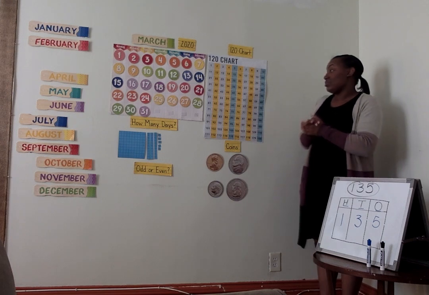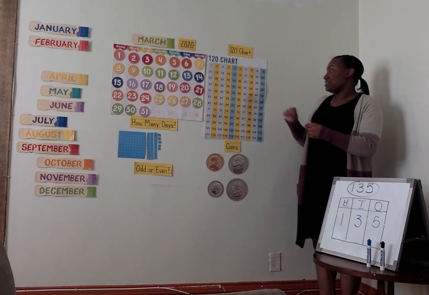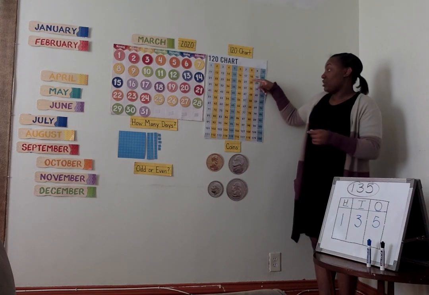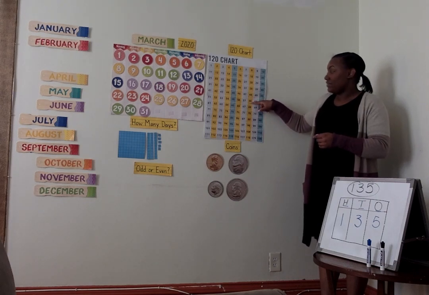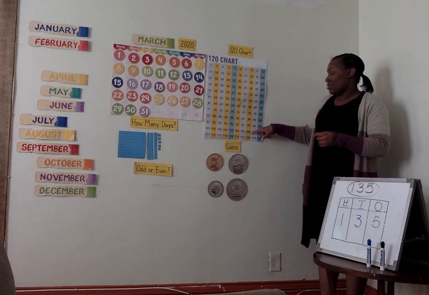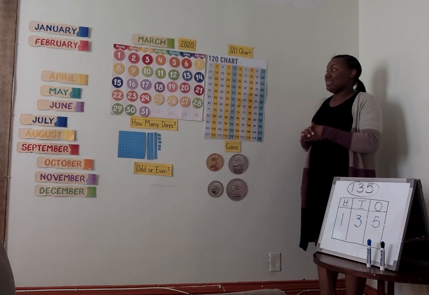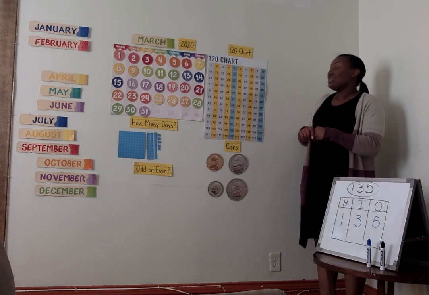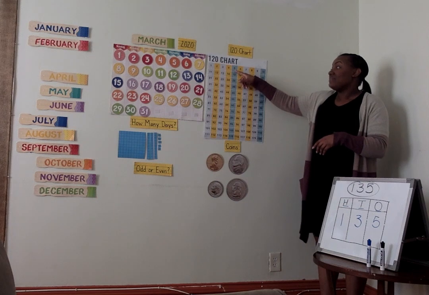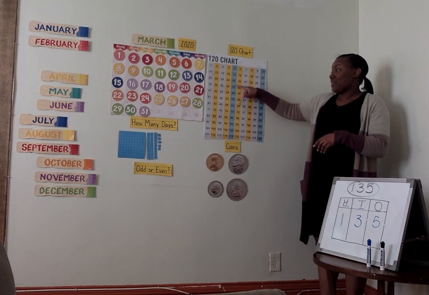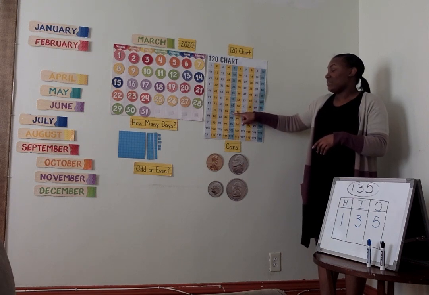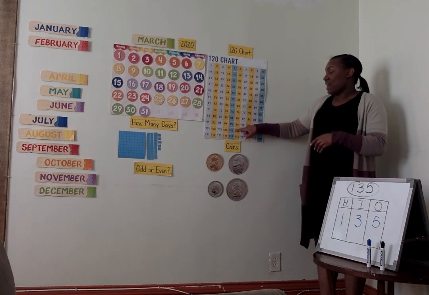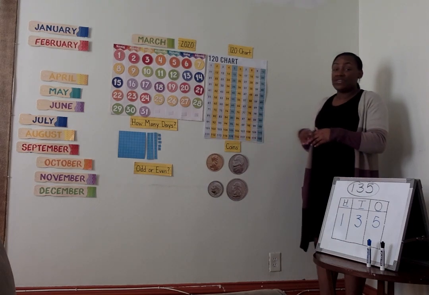Ooh, let's start at a different number. What if I want to count up by tens, starting at the number 18? Count with me. 18, 28, 38, 48, 58, 68, 78, 88, 98, 108, 118. Let's count up by 10, starting at 5. 5, 15, 25, 35, 45, 55, 65, 75, 85, 95, 105, 115.